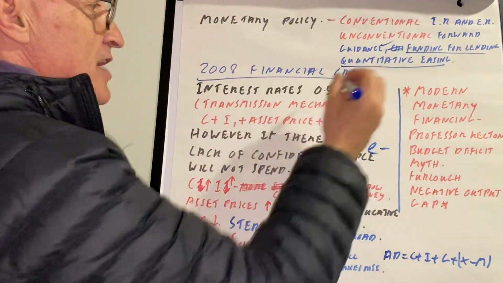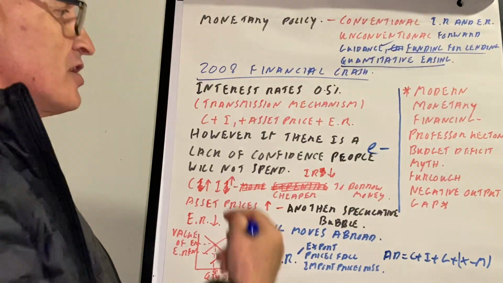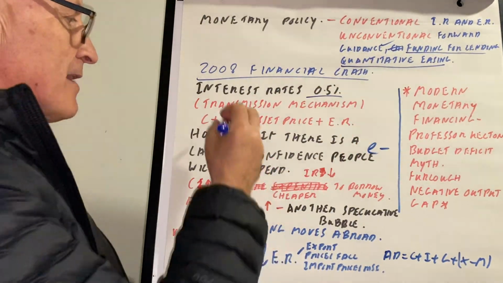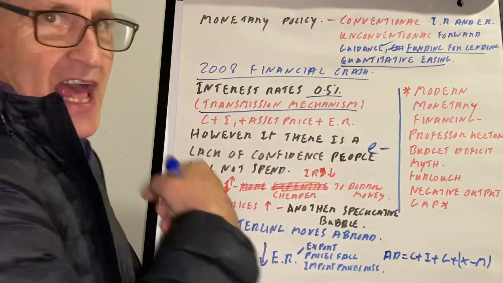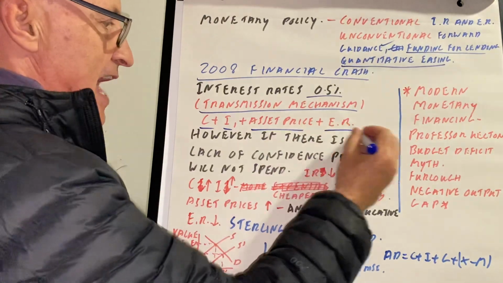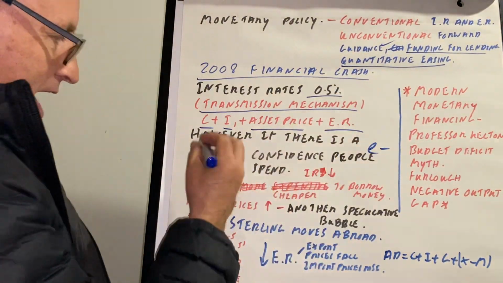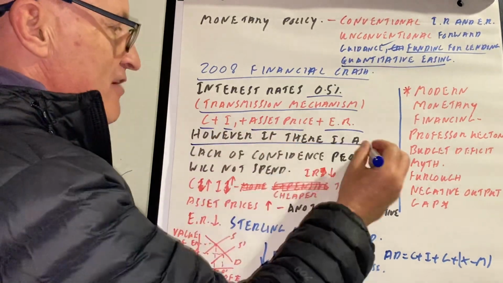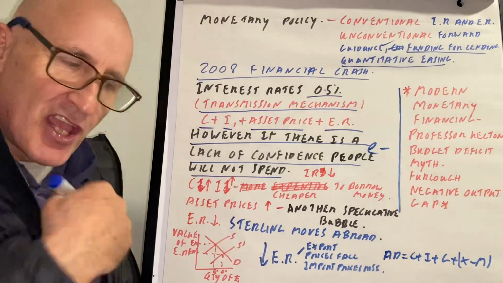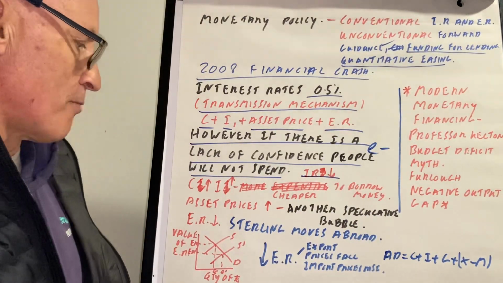So in 2008, as we all know, we had the financial crash, and because of that, we had low interest rates of 0.5%. So you must all understand the transmission mechanism, which is consumption, investment, asset prices, and the exchange rate. However, this is an evaluation point. If there is a lack of confidence, people will not spend money. So even if you have low interest rates, it does not necessarily mean that people will go out and borrow money.